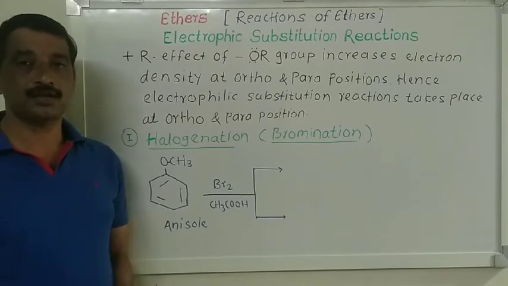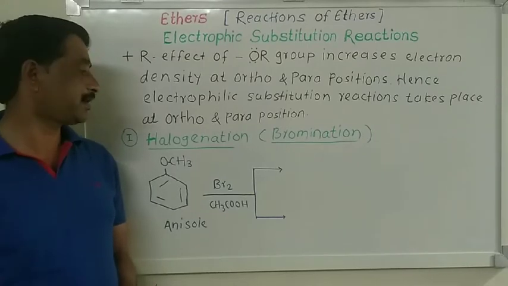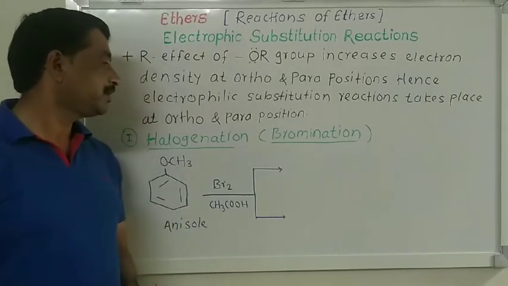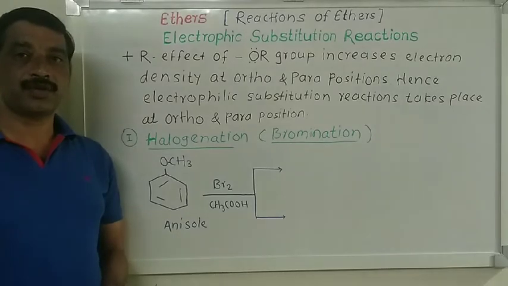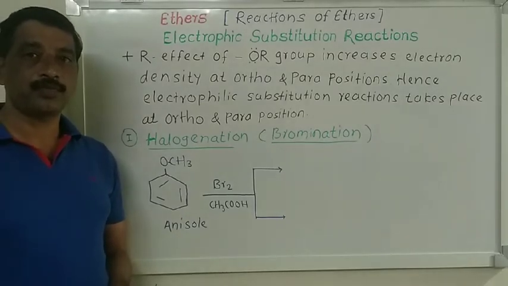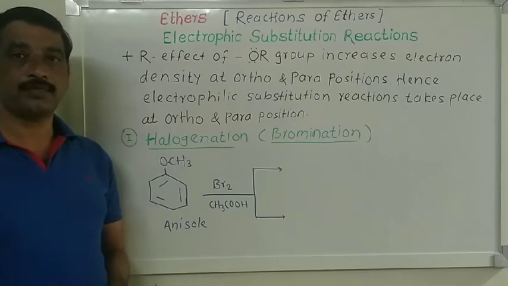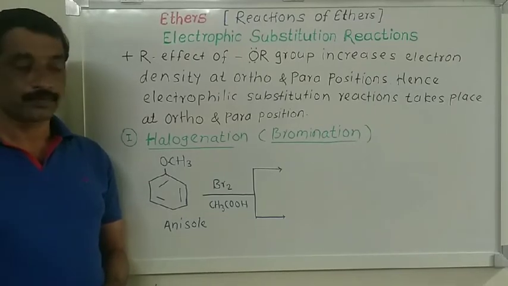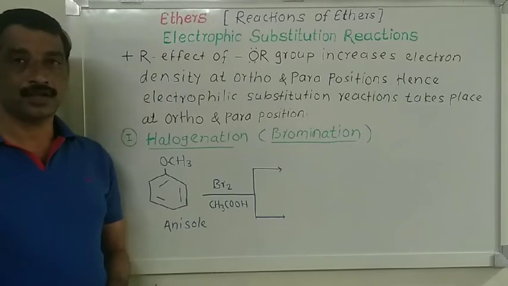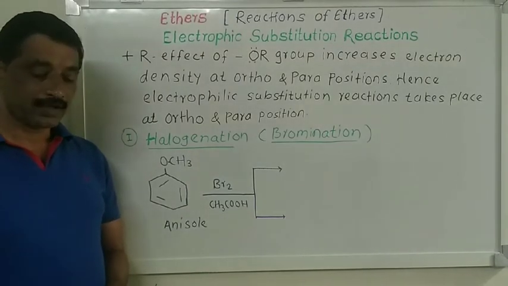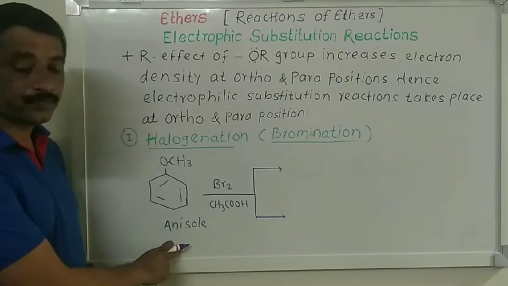So first we are going to consider the reaction halogenation. Halogenation is nothing but replacement of a hydrogen atom from the aromatic nucleus in ethers, from the ortho and para positions, and that is known as halogenation of ethers. Generally, bromination of ether is considered. Here we take the example of anisole.